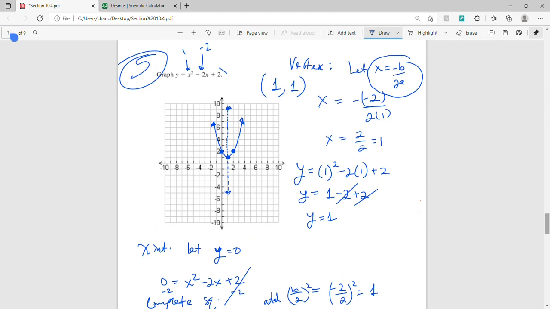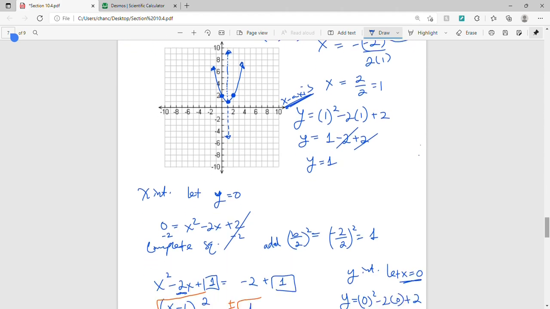Now let's look at this graph one more time. And why did we have no x-intercepts? Well, you can see that the vertex is above the x-axis, right? The vertex is above the x-axis, so it makes sense that the graph does not have an x-intercept because the vertex is above the x-axis.